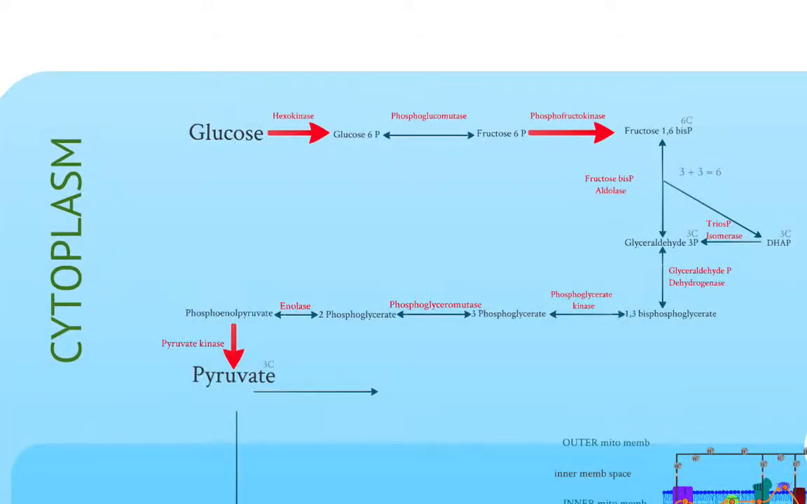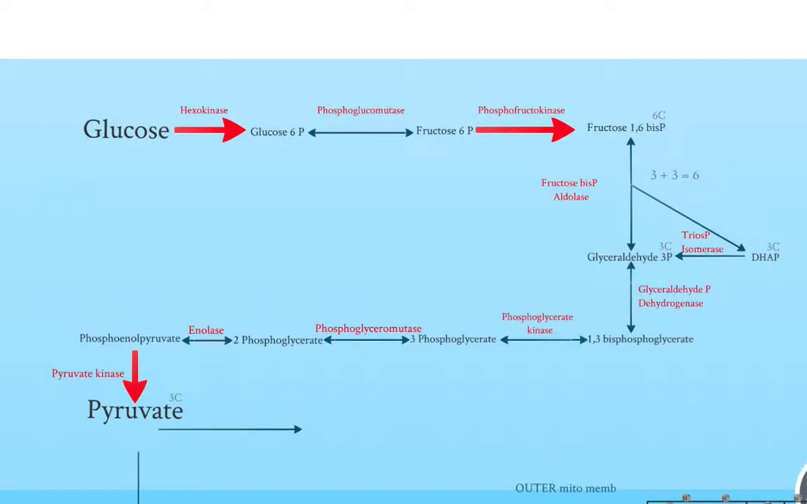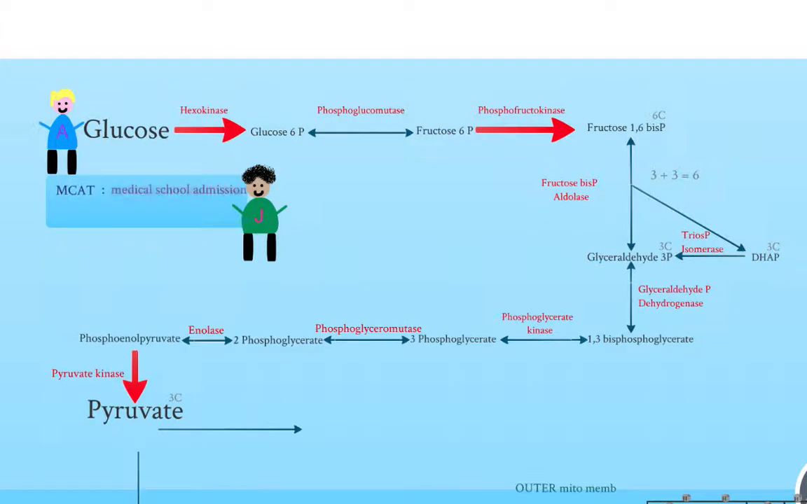Glucose has 6 carbons. We will keep track of each one. Jackson, the MCAT is to medical school admission as ATP investment is to ATP payoff. Payoff requires prior investment. In the first and third reactions of glycolysis, we invest a total of 2 ATP. This is the investment phase. Note the frown faces marking ATP investment. But don't worry, Jackson, payoff is to come.